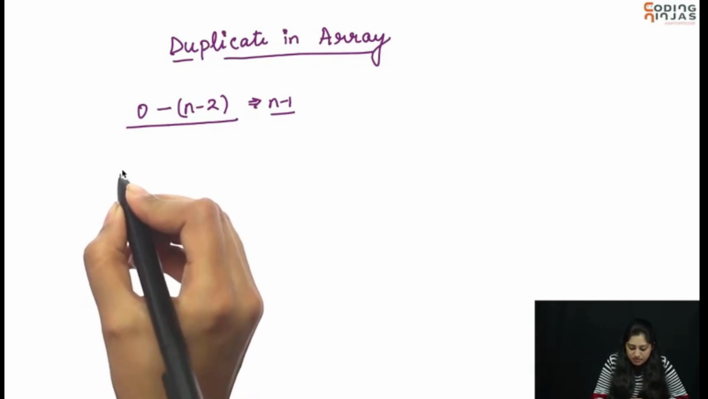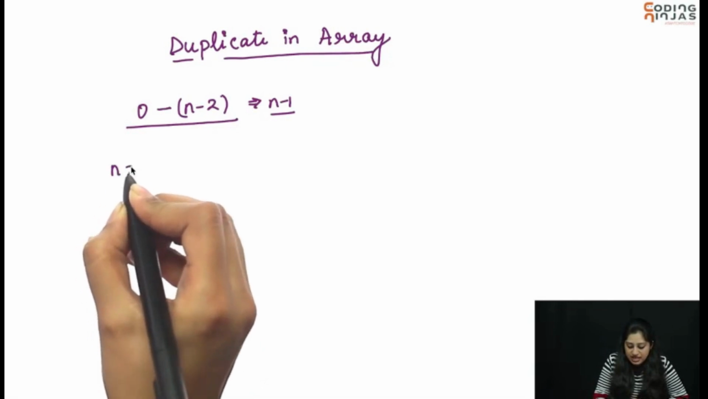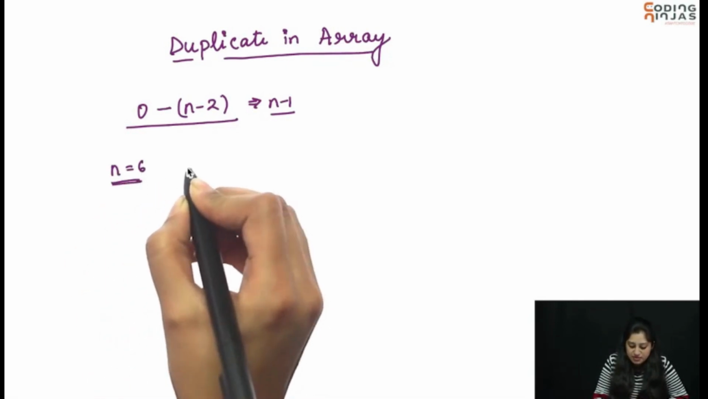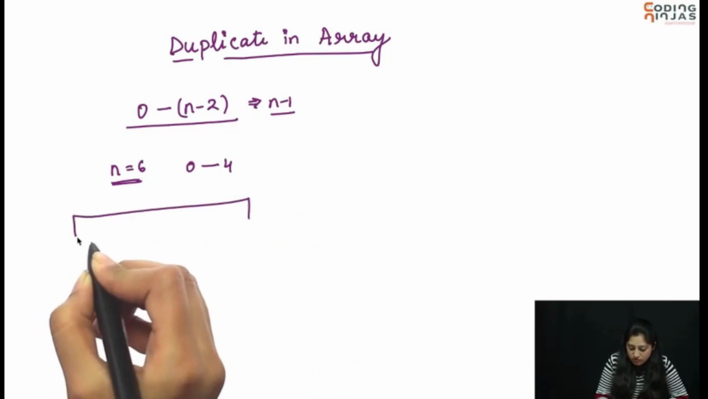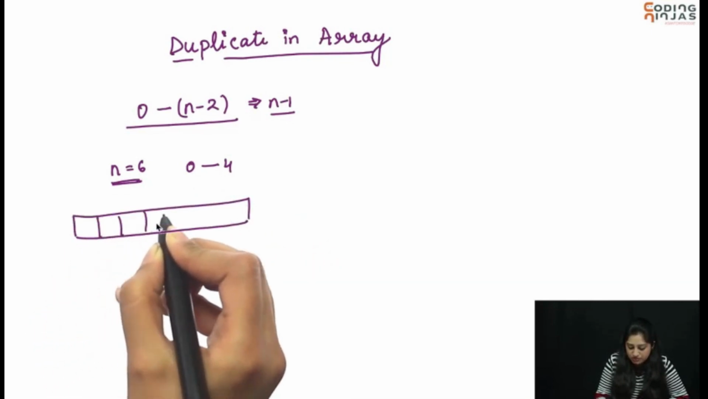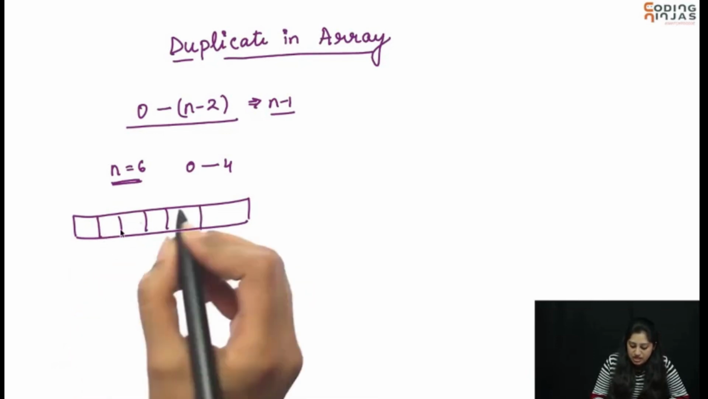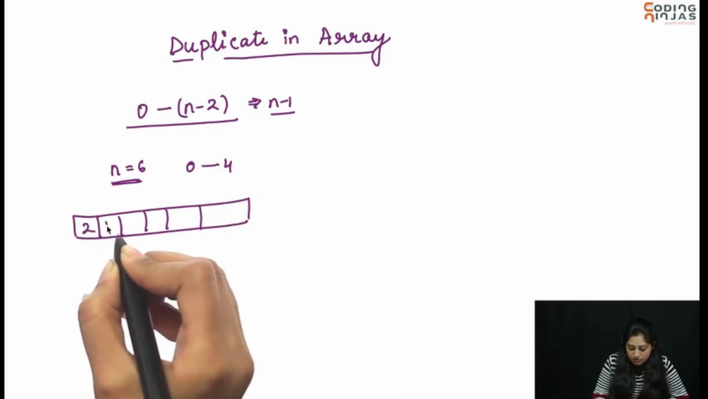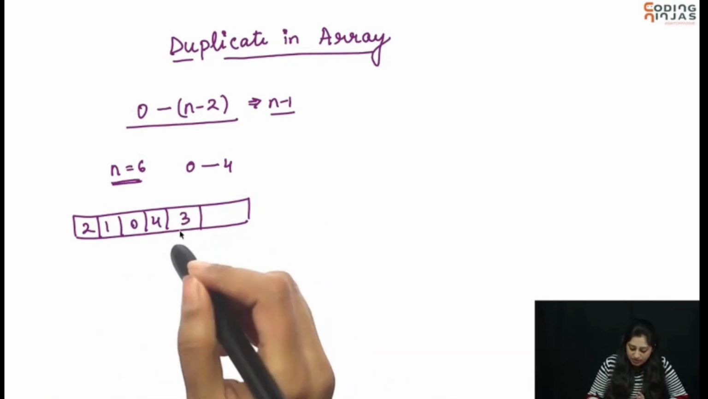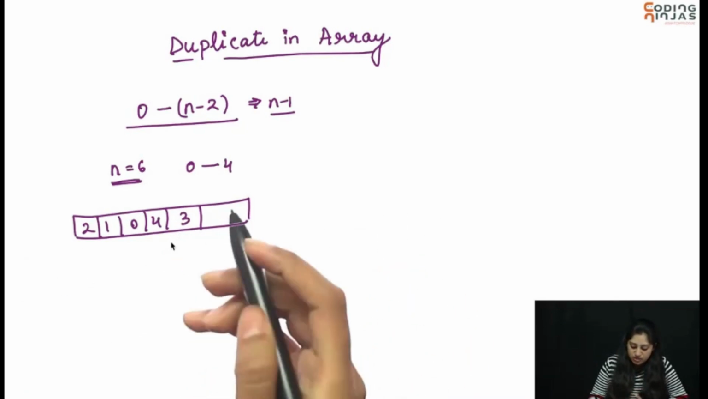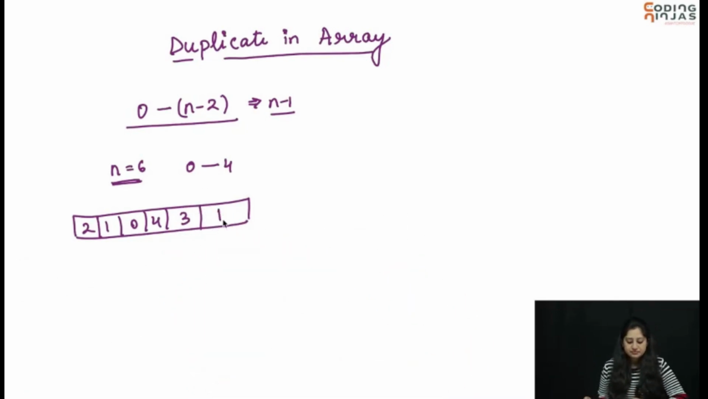So let's understand with the help of an example. Let's say n is 6. So if n is 6, that means numbers will be from 0 to 4. So a total of 6 elements, numbered from 0 to 4: 2, 1, 0, 4, 3, let's say. Out of these, there will be one number which is duplicate. The duplicate number can be at any place obviously. So there is one number which is duplicate, let's say 1. So 1 is the duplicate number. Now our task is to find out this duplicate number.